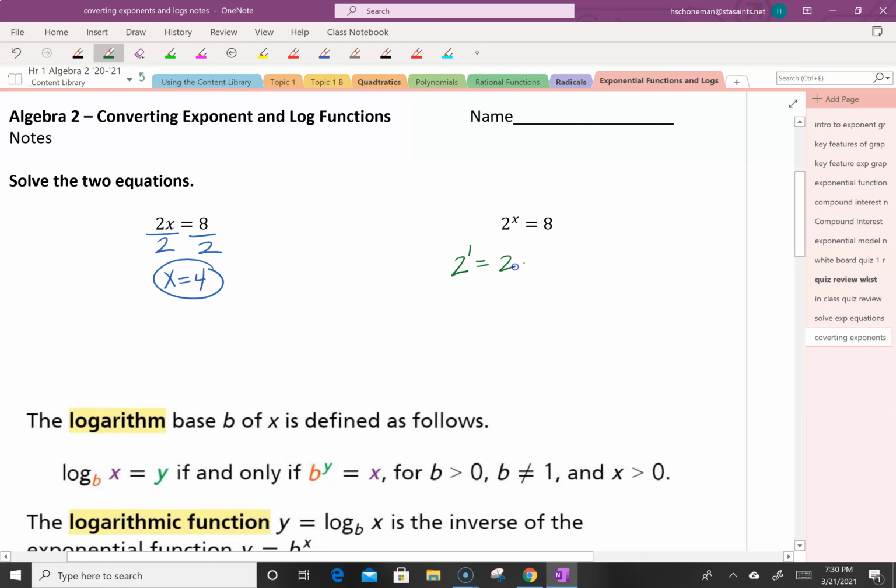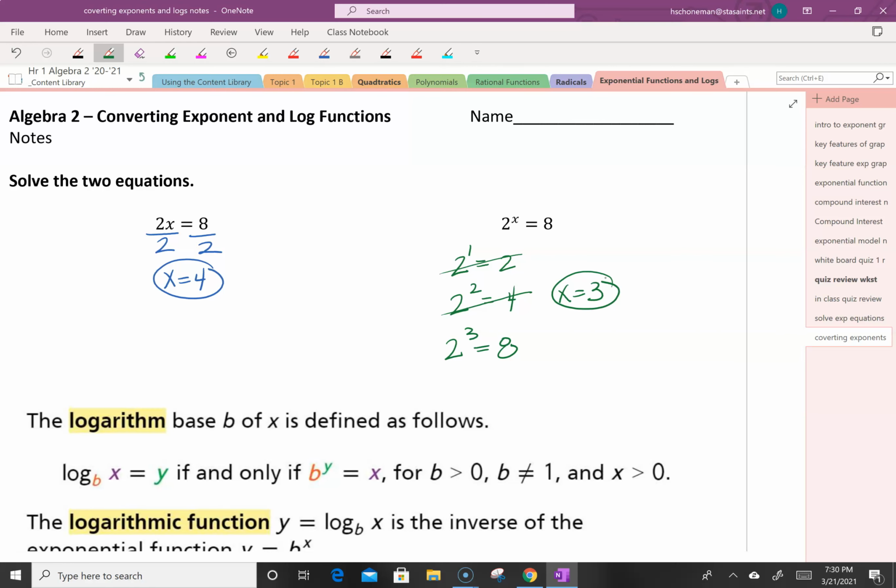Well, 2 to the first is 2. That's not right. So I can do 2 squared. That's 4. That's not right. So I can do 2 to the third, which is 8. That's right. So x has to be 3. Okay? So unless we can guess and check it, we don't have another option until now.